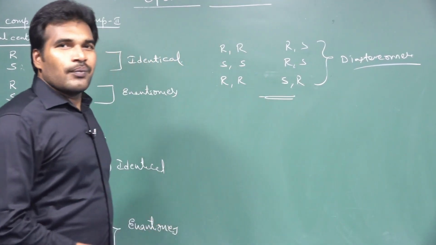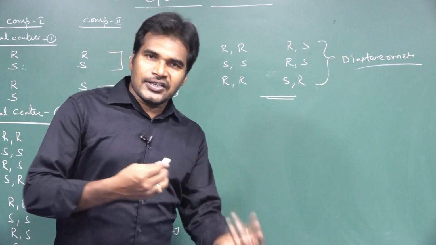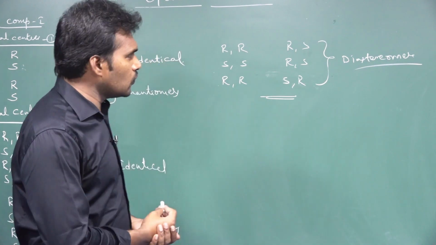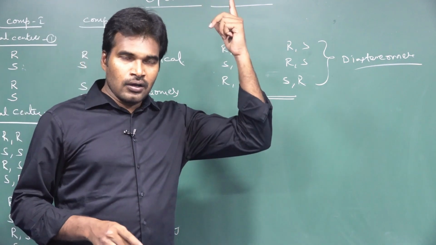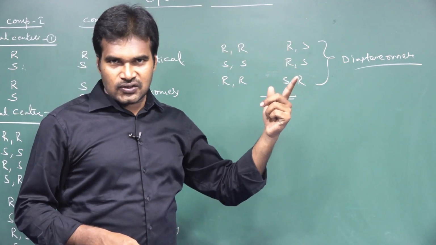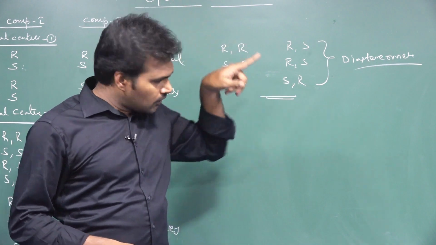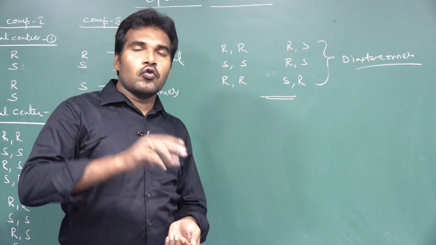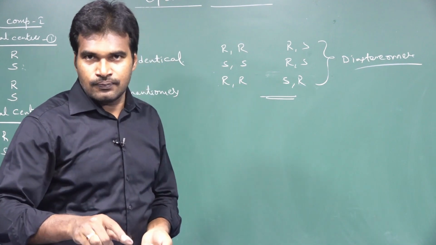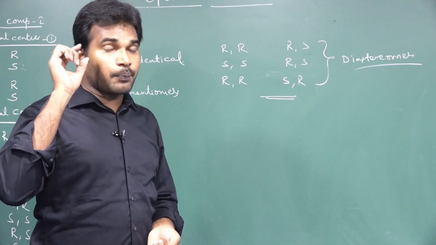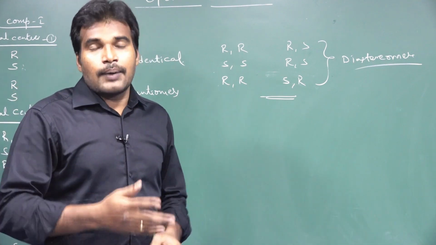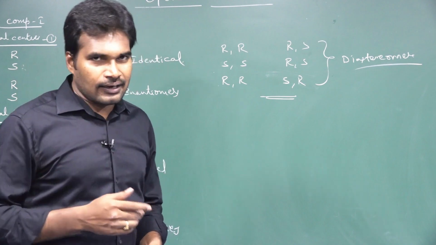Next, how to count the number of optical isomers, optically active isomers and optically inactive isomers? I will give you the formulas, just like how we calculate the geometrical isomers in the case of polyenes. Similarly, for these compounds, by knowing the number of chiral centers, we can calculate the number of optical isomers, the number of optically inactive isomers, and the number of meso compounds. Let us see.